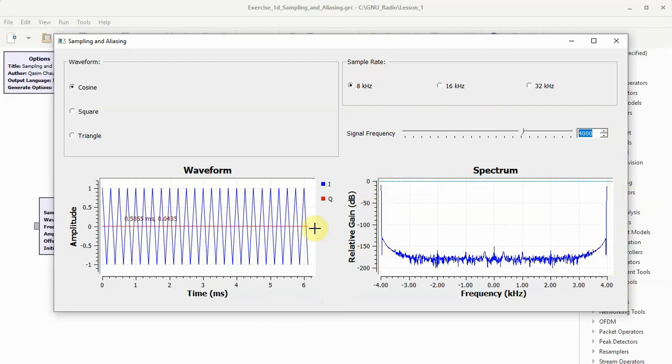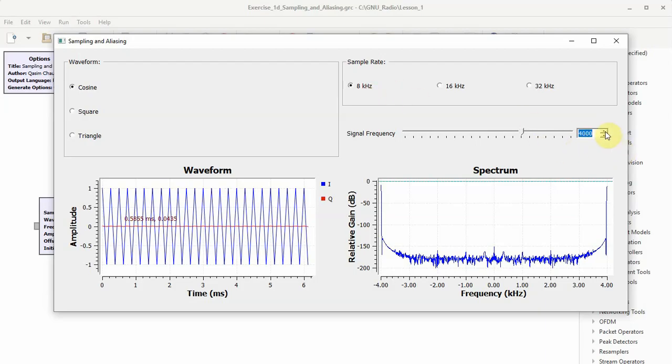So 4 kilohertz, the period will be 0.25 millisecond, and the signal energy is now appearing at both 4 and minus 4 kilohertz. So this is what our sampling theorem says, as discussed both in the lectures and the text. So for a signal frequency, the sample rate must be at least twice the highest frequency appearing in the signal. So in our case, 4000 hertz, 8 kilohertz.